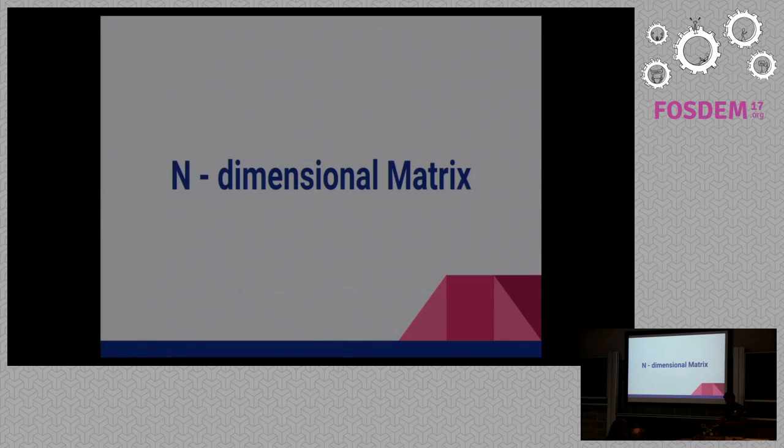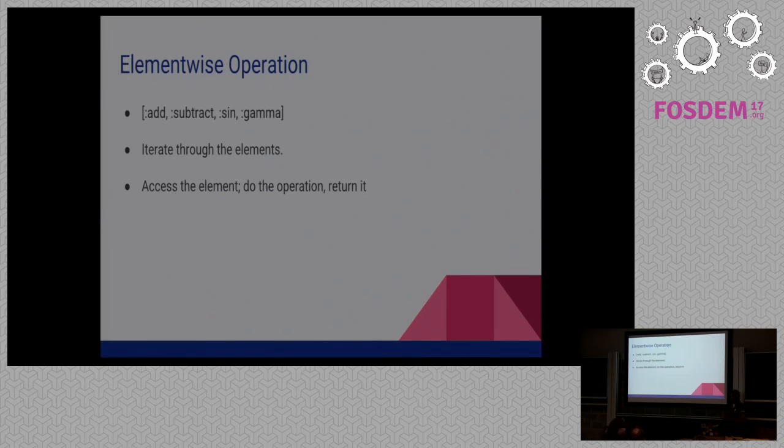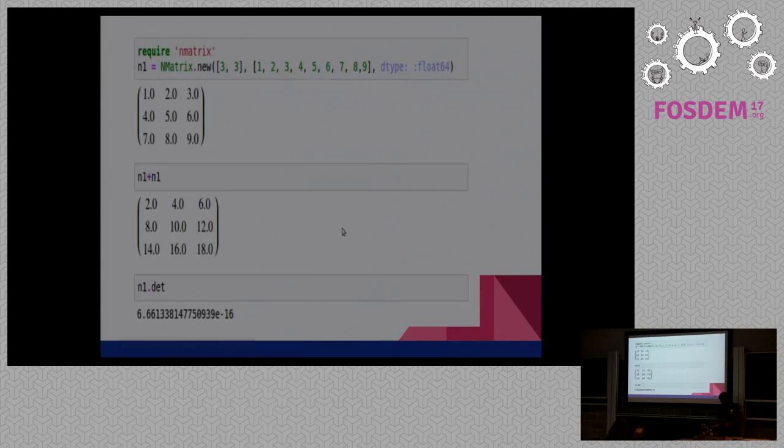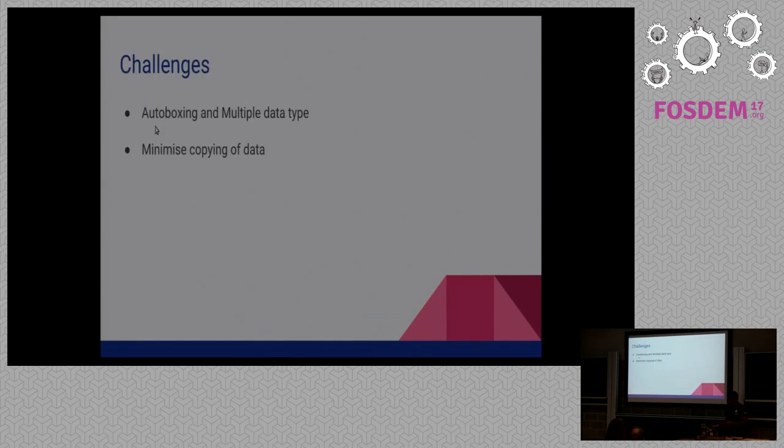So for the n-dimensional matrix, the major operation we had to build on it was element-wise operation. For example, add, subtract, sine, or gamma. In the first slide where we added two matrices, this was just an element-wise operation. We iterate through the elements, we access the element, do the operation, and return it. So the major thing that counts here is that your loops should be efficient. It means you can iterate throughout the array, and whichever is faster wins, whether CRuby or JRuby. So here in this slide, I show you that when I created a matrix N1 and I just add them, N1 plus N1, you get this matrix. For example, 1 plus 1 gets 2, 2 plus 2, 4.